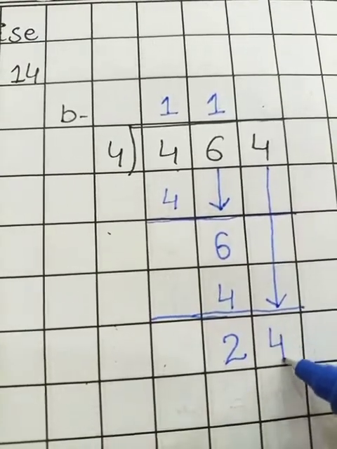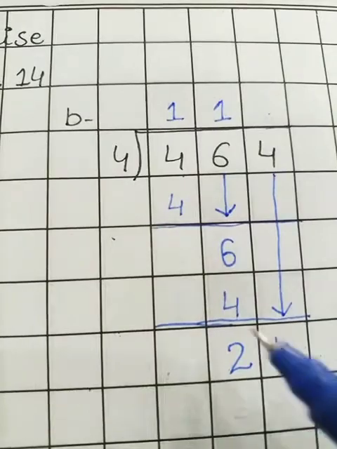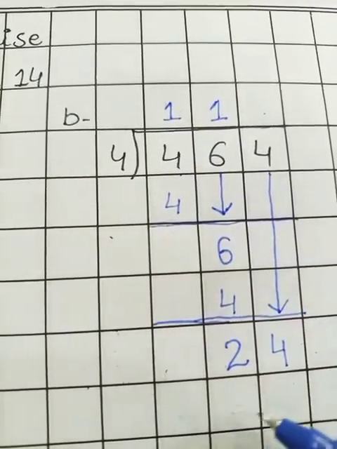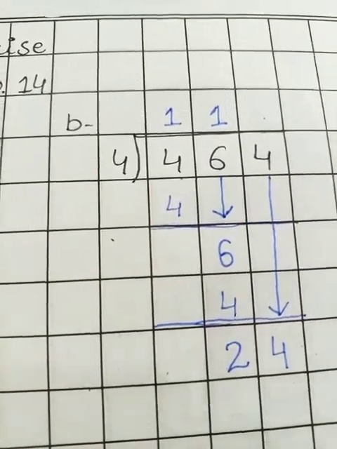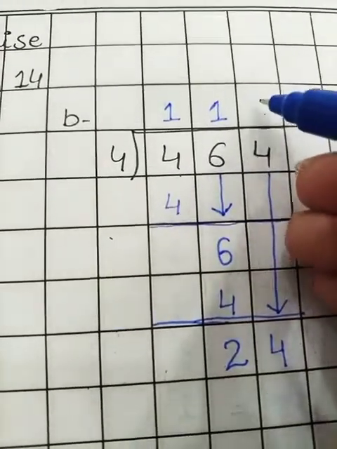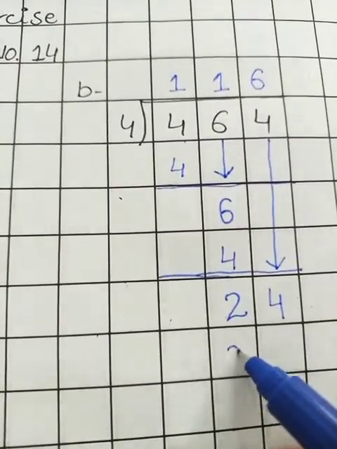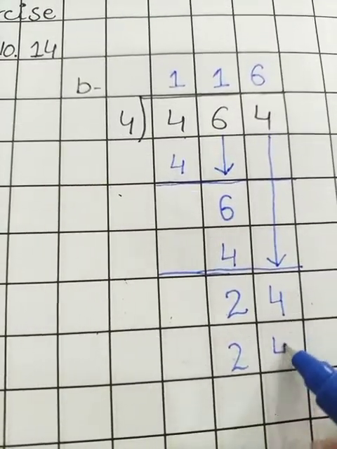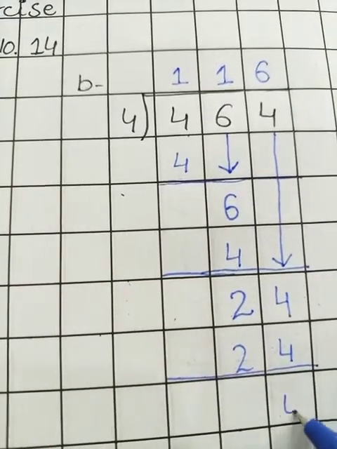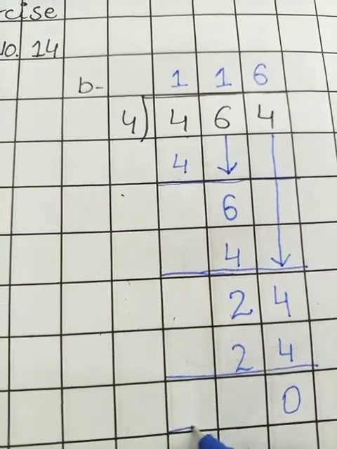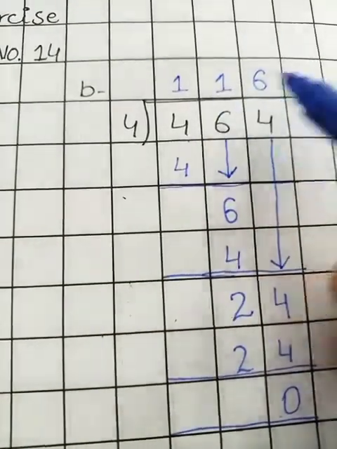Now the number will be 24. So students, read the table of 4 until we get this number 24. Yes, 4 sixes are 24. So students, what is the remainder after this? Here we are left with no remainder, or 0. Okay, so students, the quotient of this question is 116.